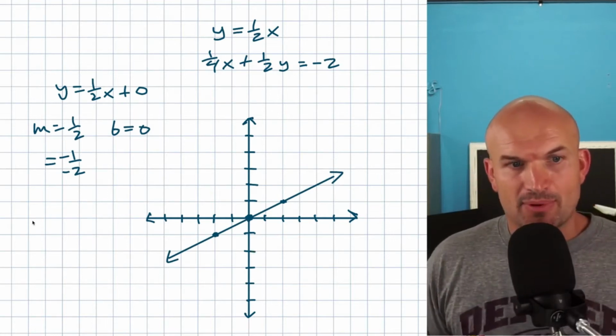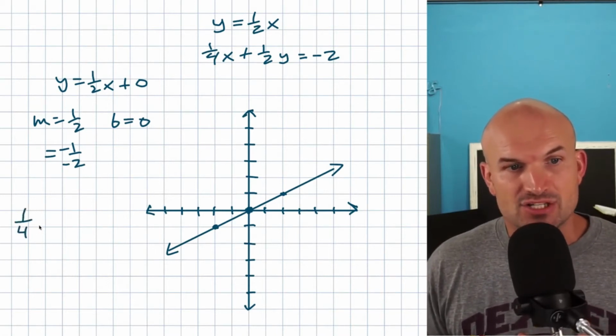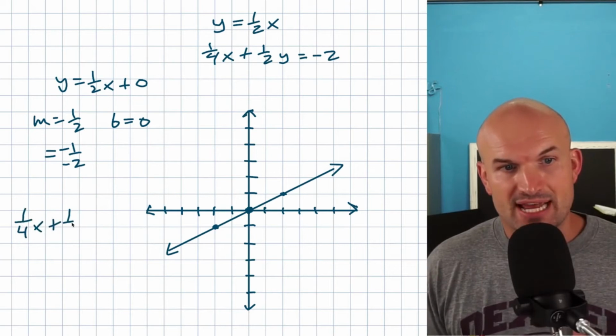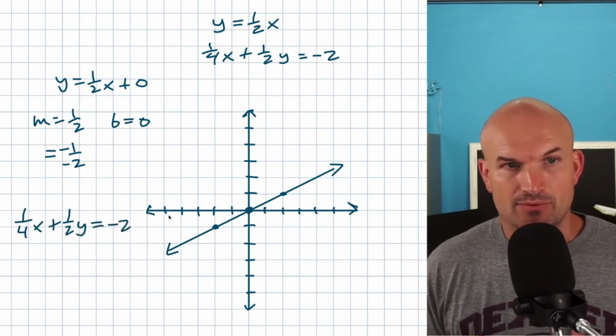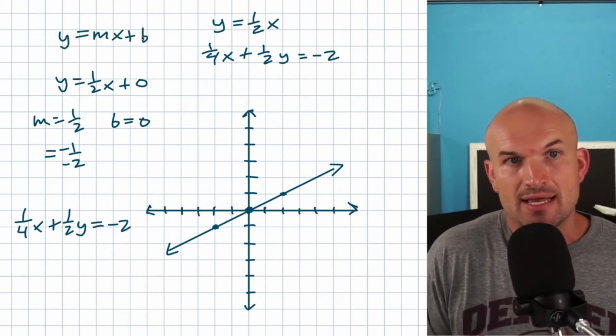Now, let's go ahead and deal with a problem like this. We do need to know how to deal with fractions, or at least be familiar with them to help us solve this equation. So I have 1/4 x plus 1/2 y is equal to -2. All right. Again, remember our goal here is to put it in y equals mx plus b form, right?